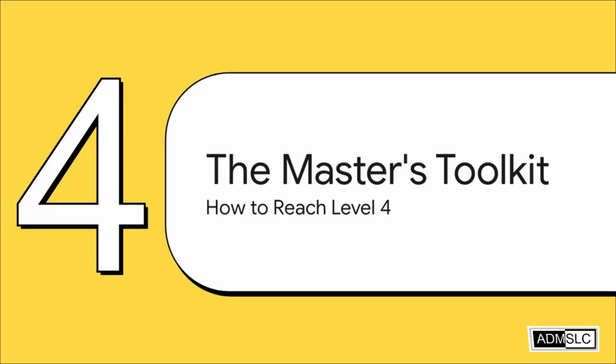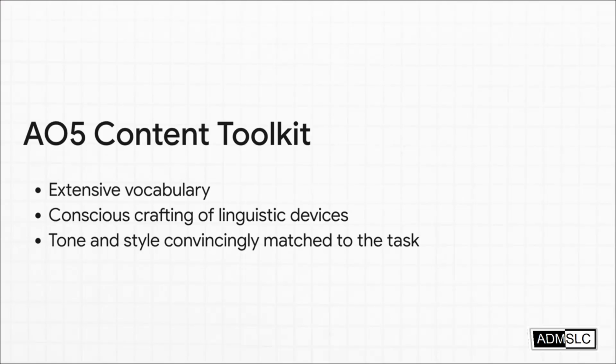All right, that's enough for the theory. We know what level 4 looks like. The question is, how do we actually get there? So let's open up the Master's Toolkit and look at the specific practical things you need to do. First up, let's talk AO5 content.